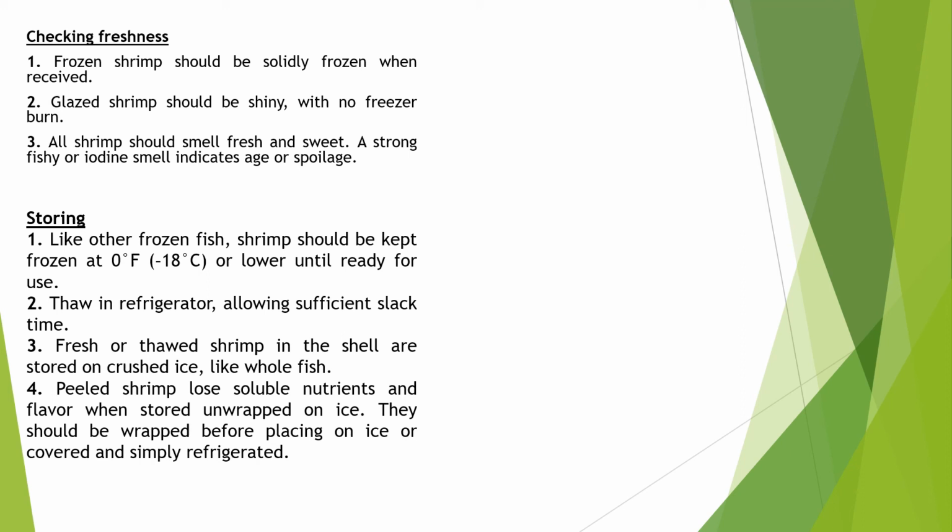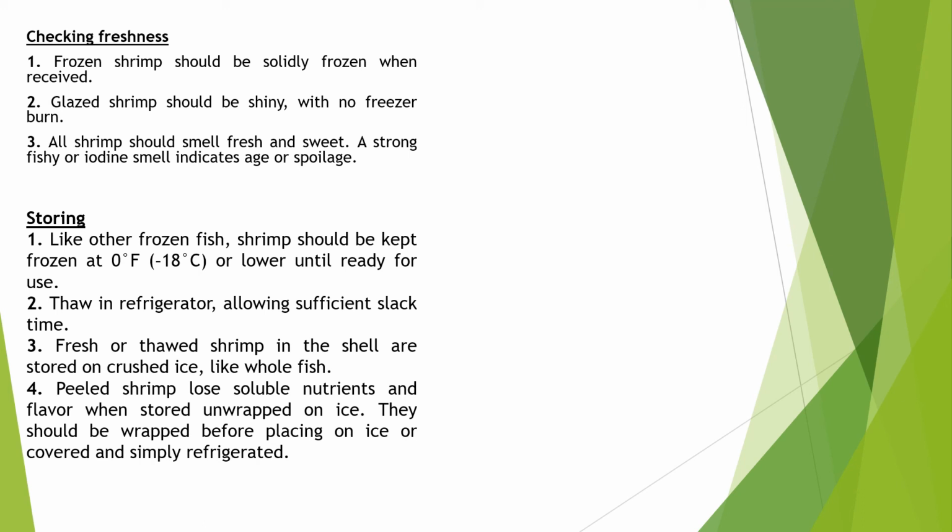use. Defrost in the refrigerator, allowing sufficient slack time. Fresh or thawed shrimp in shell are stored on crushed ice like whole fish. Peeled shrimp lose soluble nutrients and flavor when stored unwrapped on ice. They should be wrapped before placing on ice, or covered and simply refrigerated.